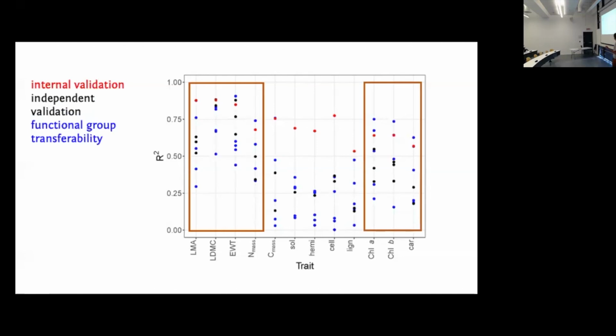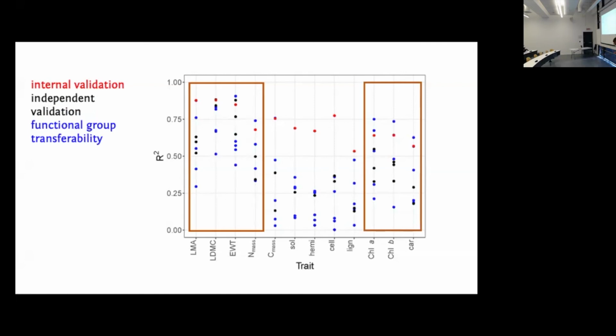And in certain cases, for certain traits, there's some drop off, but the models seem to hold up relatively well, at least in some cases. So these include LMA, leaf water content, equivalent water thickness, nitrogen, and the pigments.